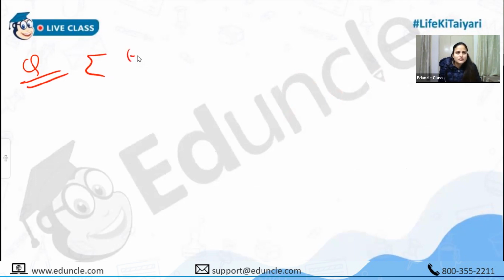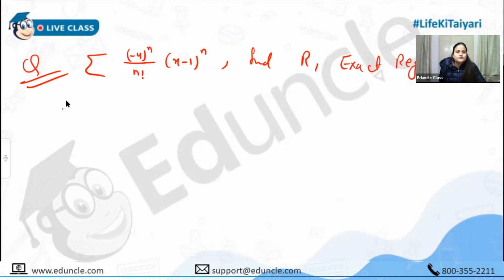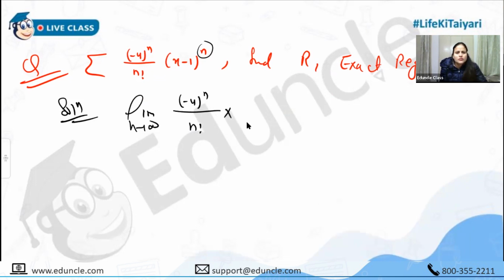I'm considering a series (-4)^n upon n factorial times (x minus 1)^n. So here also we need to find the radius of convergence. For the radius we'll apply the ratio formula, limit n tending to infinity of (-4)^n upon n factorial into (-4)^(n+1) upon (n+1) factorial.